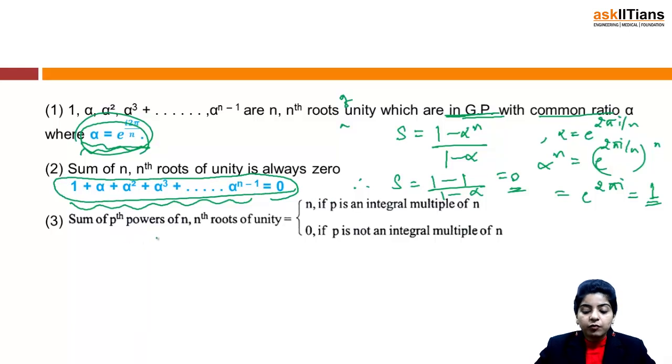Next one says the sum of pth powers of nth roots of unity is n if p is an integral multiple of n, and 0 if p is not an integral multiple of n. So this property is also simple.